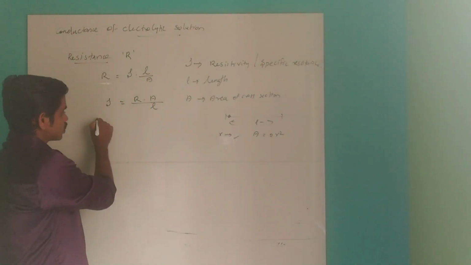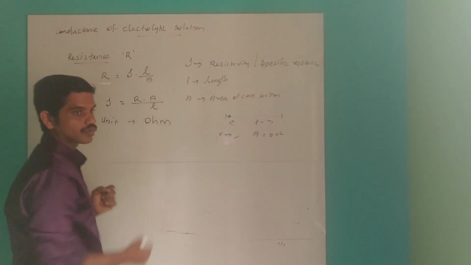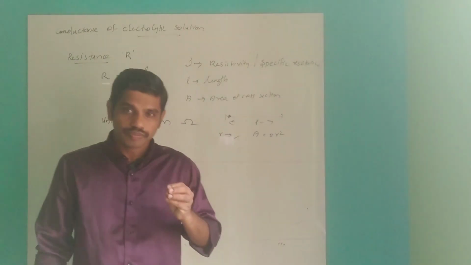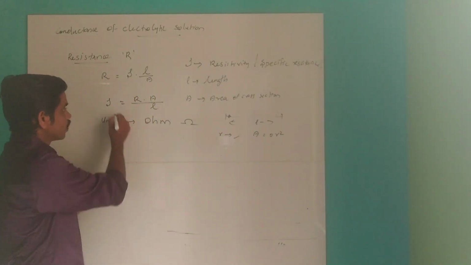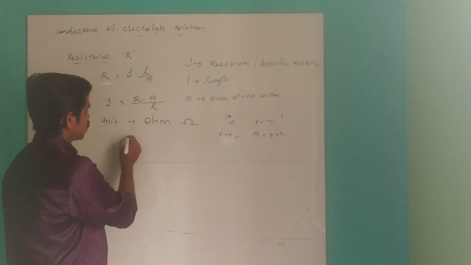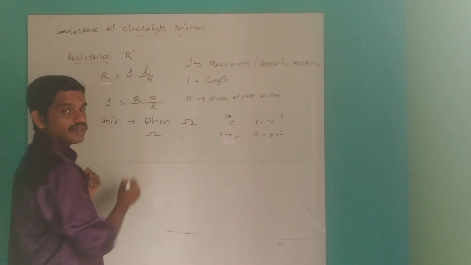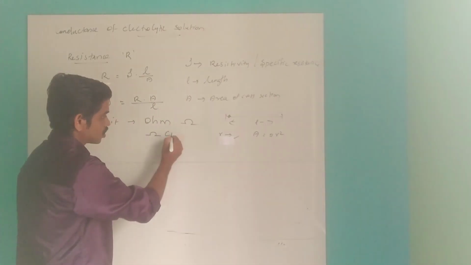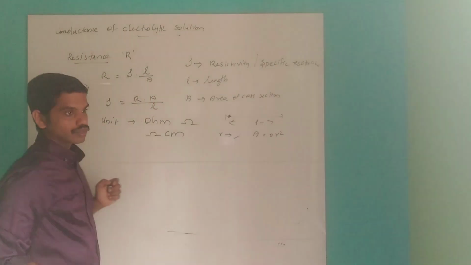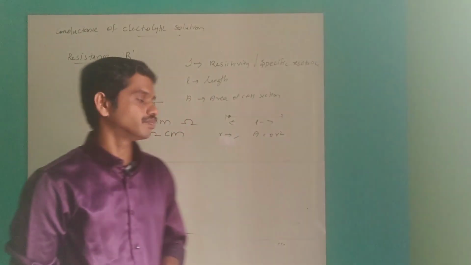What is the unit of resistance? The unit is ohm, and you can represent it like this. This is the unit of resistance. Then what is the unit of resistivity or specific resistance? R in ohm, area in centimeter square divided by centimeter. So ohm centimeter, that is the unit of resistivity.